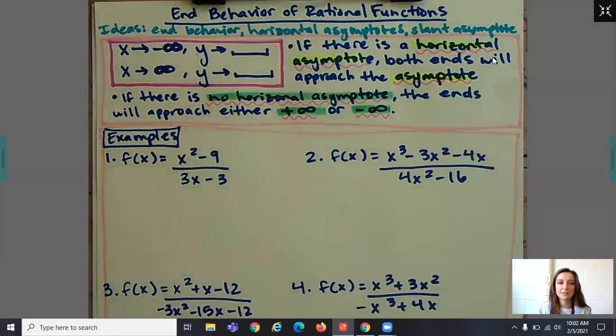Okay, so let's look at some examples. We're looking at number one. What we're going to do is look and see if there's a horizontal asymptote. If there is, then good. If there's not, then we're going to look at Desmos and see where the ends point to.